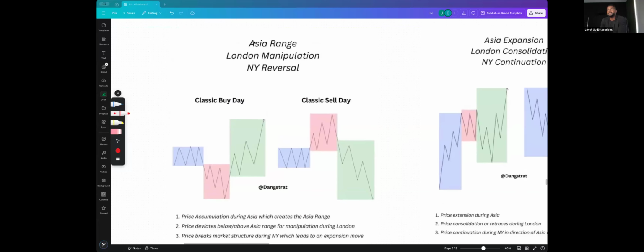But this right here is an Asia range. So the Asian session will range or accumulate. The London will manipulate, and then we get a New York reversal. This is a classic buy day. This is exactly what happened today, where we had the opportunity to catch that unicorn model at 9:30. I will explain what a unicorn model is in just a second, right?